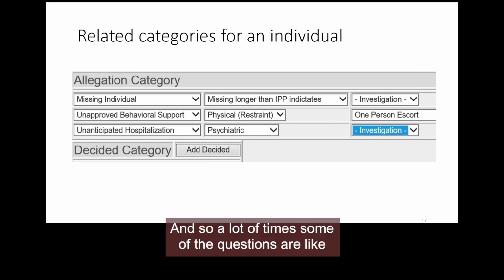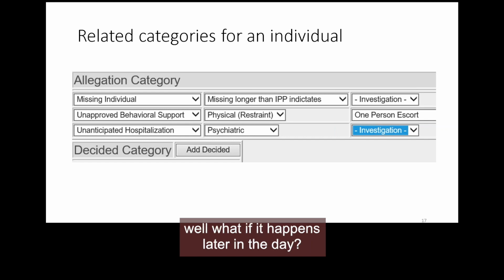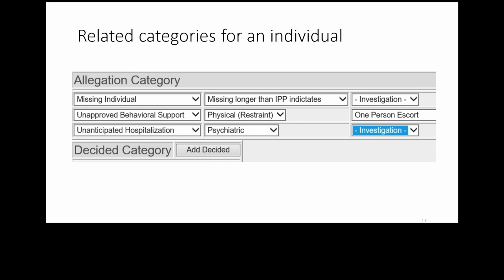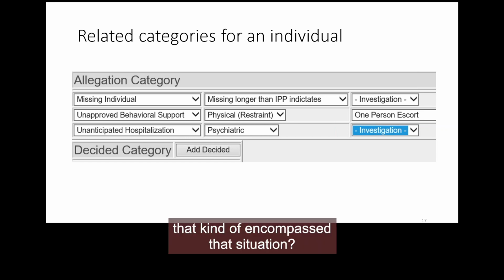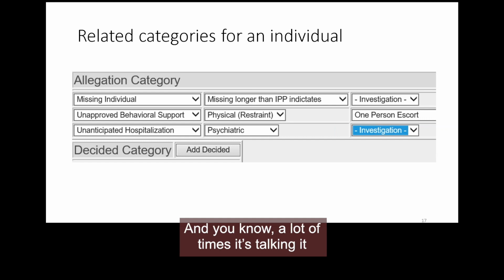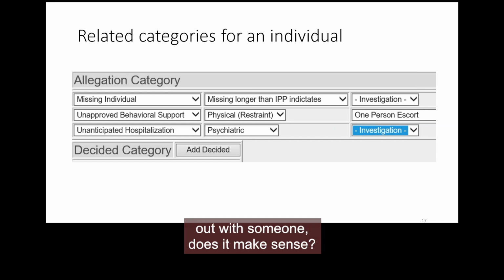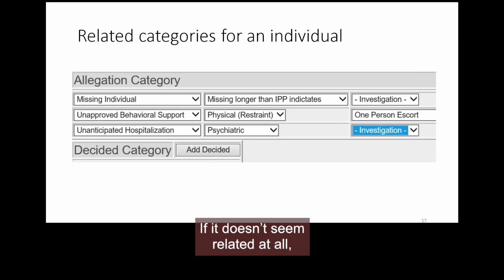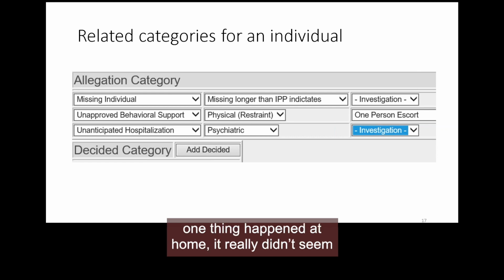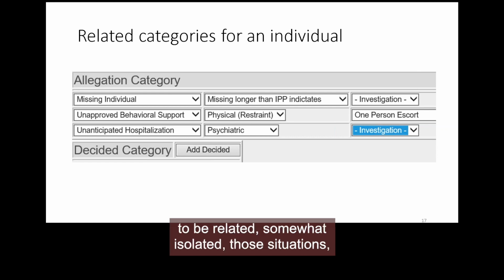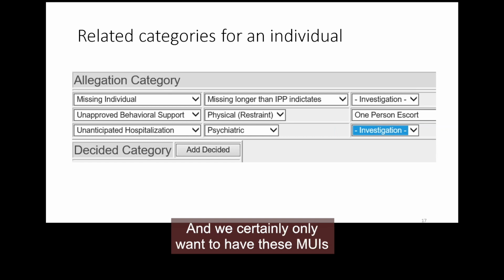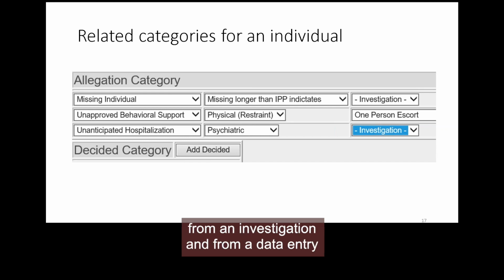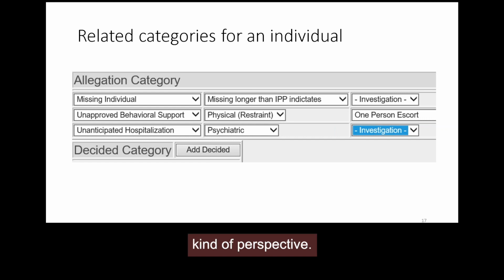A lot of the questions are like, well, what if it happens later in the day? We're asking you to look at what seems to be the root cause. What are you seeing as something that encompassed that situation? A lot of times it's talking it out with someone. Does it make sense? If it doesn't seem related at all, like one thing happened at work, one thing happened at home, somewhat isolated, then we understand that doesn't make sense. We only want to have these MUIs with multiple categories if it makes sense from an investigation and a data entry perspective.